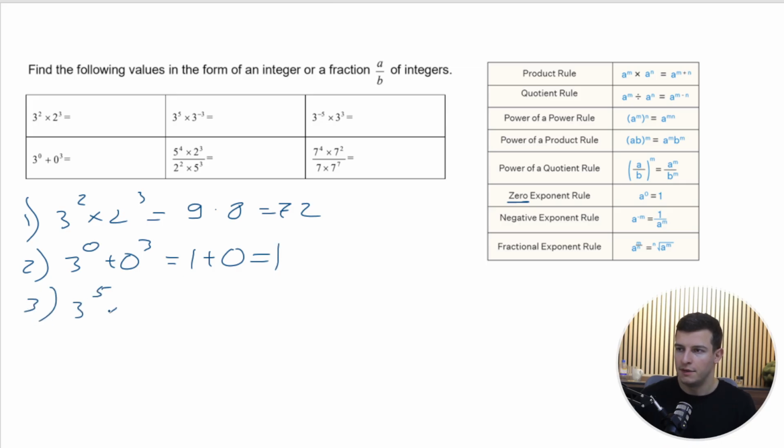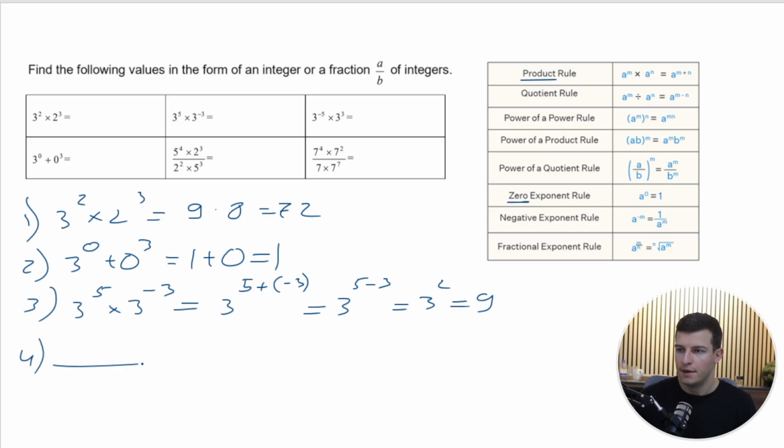3, 5 times 3, negative 3. Okay, the bases are same. I'm checking what? I'm checking my product rule up here. And I add the top. So 3, 5 plus negative 3. Make sure you don't make a mistake with the signs. It's very important. 3, this will be basically 5 minus 3. And 3, 2, which is 9.